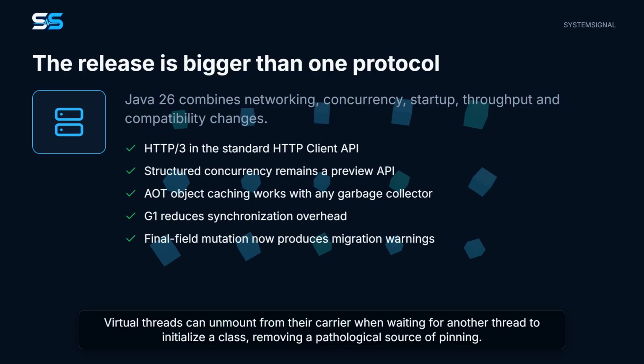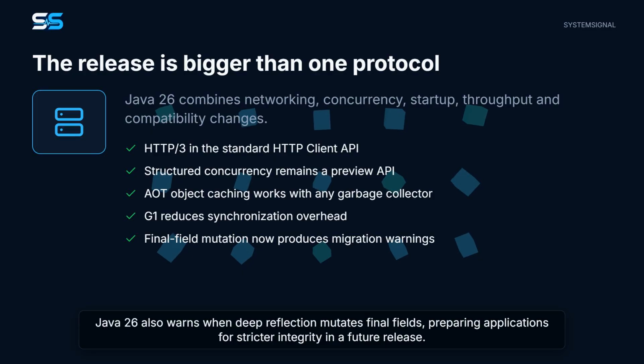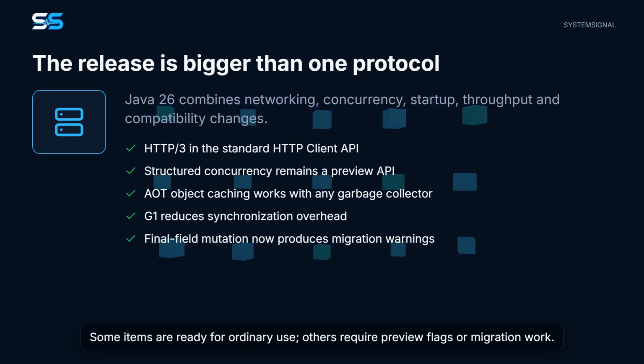Virtual threads can unmount from their carrier when waiting for another thread to initialize a class, removing a pathological source of pinning. Java 26 also warns when deep reflection mutates final fields, preparing applications for stricter integrity in a future release. Some items are ready for ordinary use, others require preview flags or migration work.